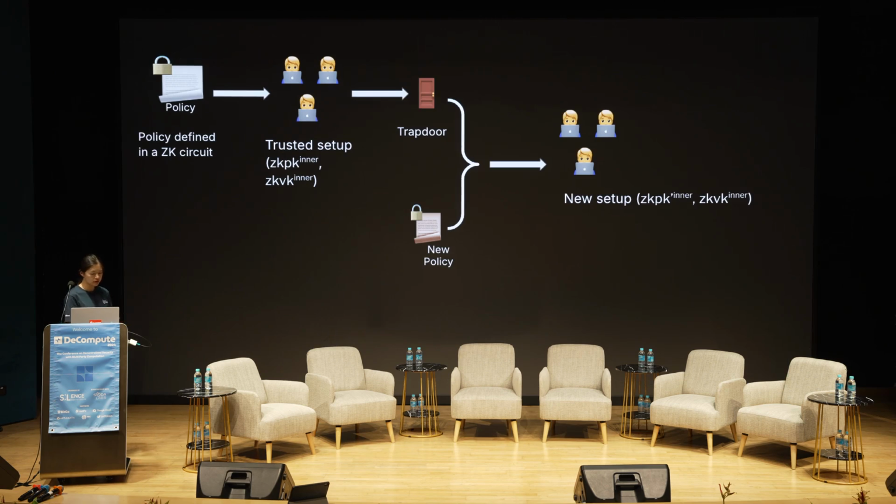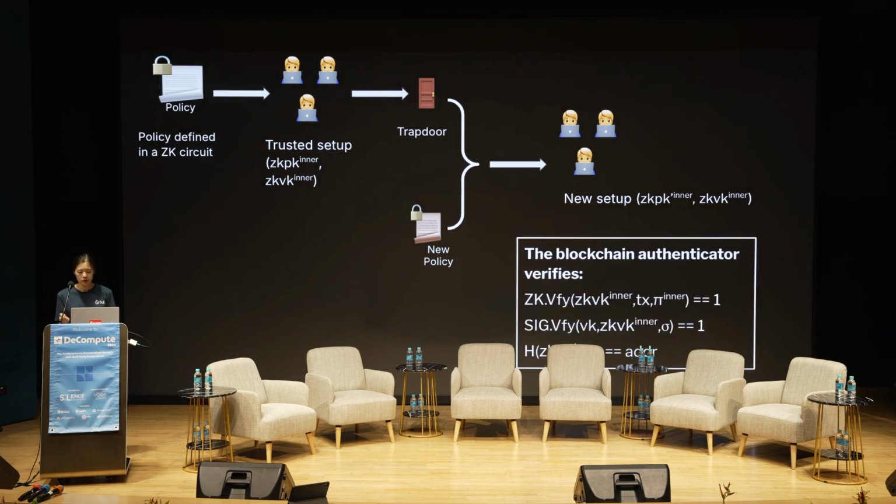So just to put everything together, we have a policy defined in a zero knowledge circuit, and we also have a trusted setup run to generate the proving key and the verifying key. And then when the issuer needs to do a policy update, it preserves the trapdoor to produce a new proving key and a new verifying key. But as we mentioned before, the verifying key actually stays the same without any updates. So when you're generating the proof, all you need to do is use a new proving key.